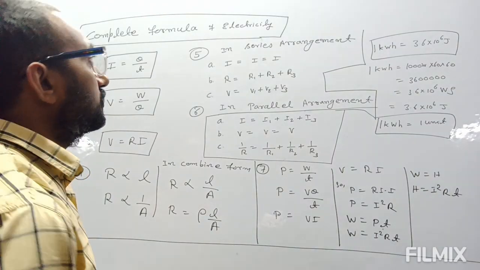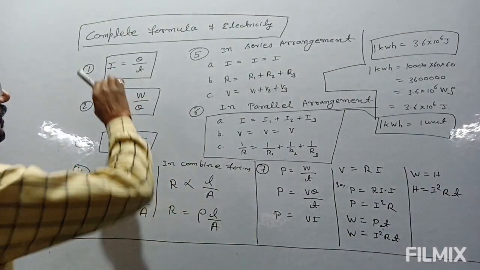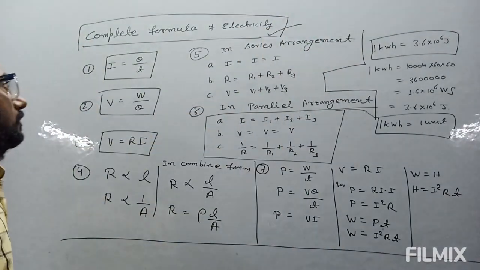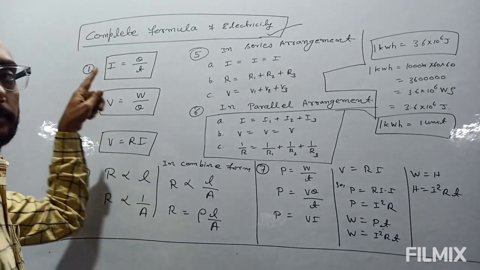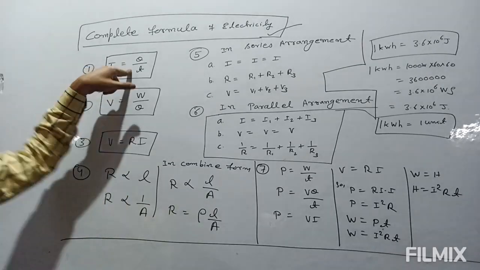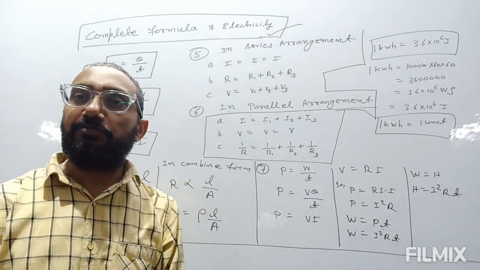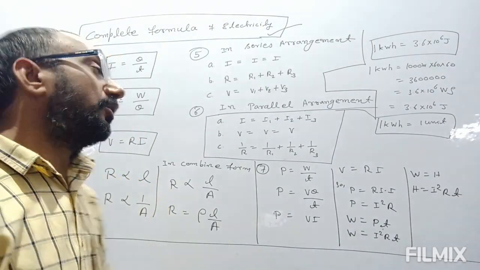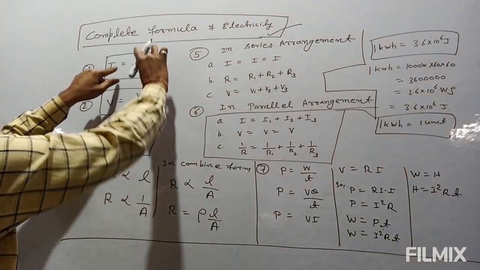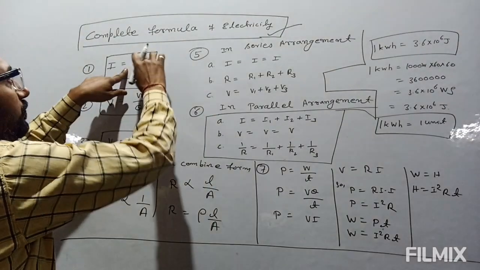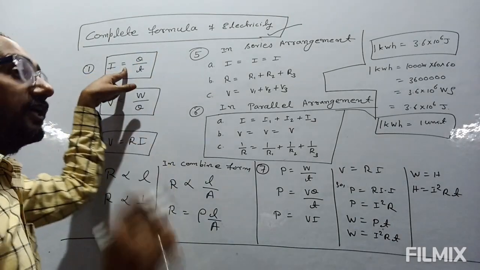I am going to explain the complete formula of electricity. The first formula is I equal to Q upon T. I will explain with the help of definition. With the help of formula, you can also learn the definition.